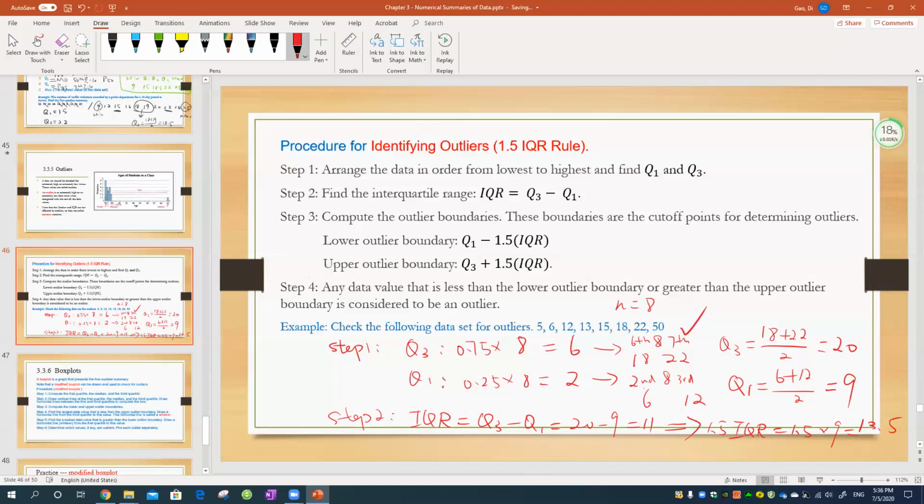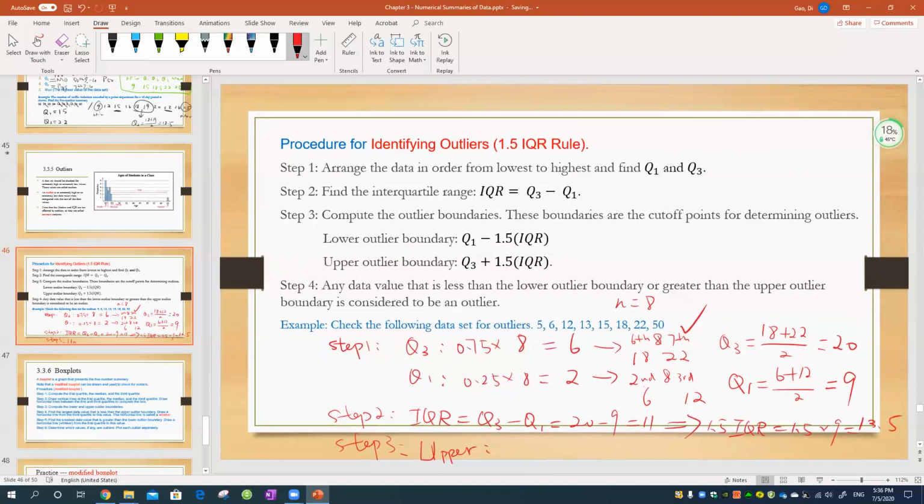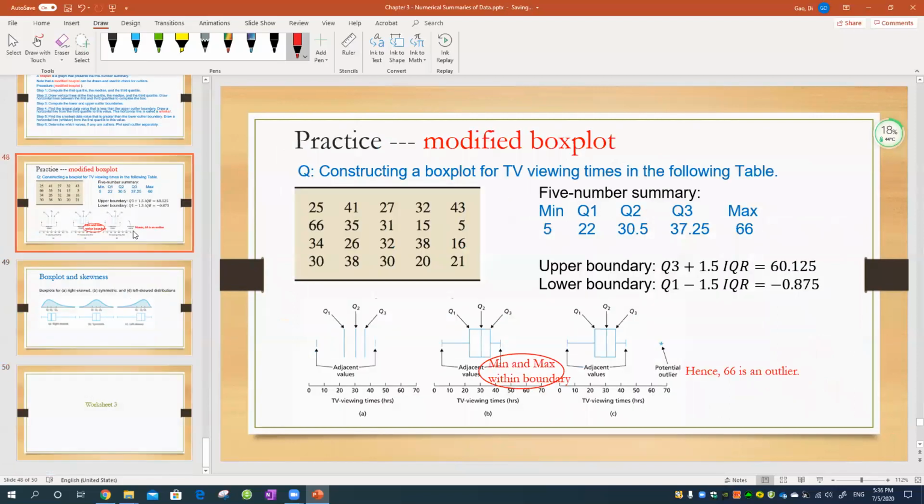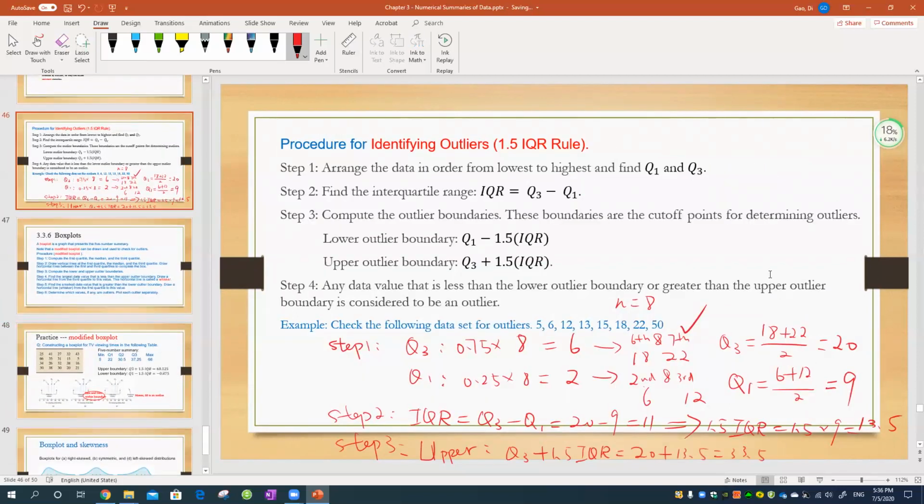And then step 3, we can calculate the lower and upper outlier boundary. So for upper, we have Q3 plus 1.5 IQR, which is 20 plus 13.5, which is 33.5.